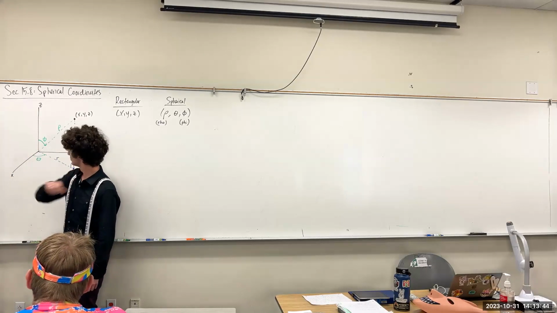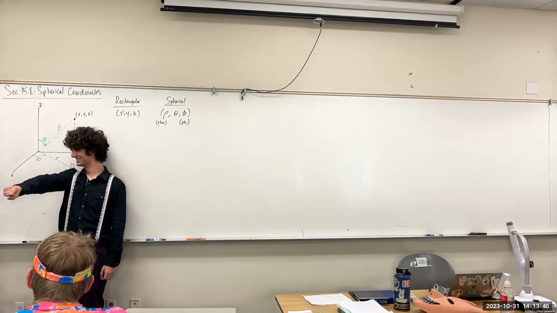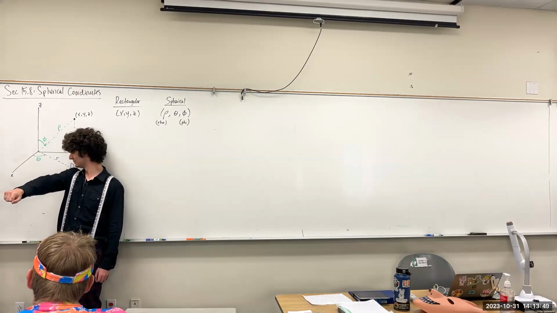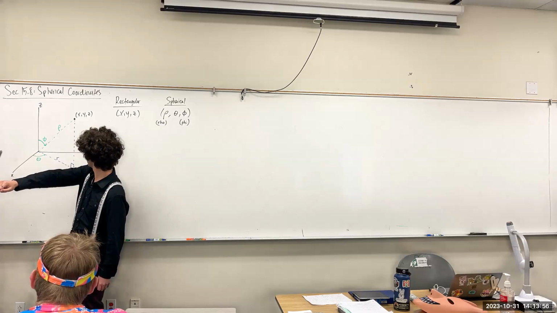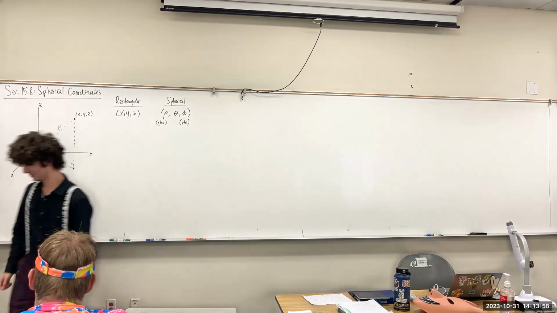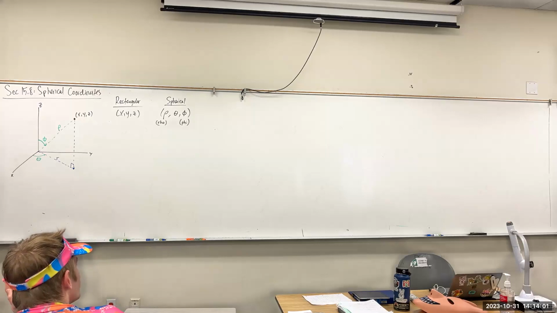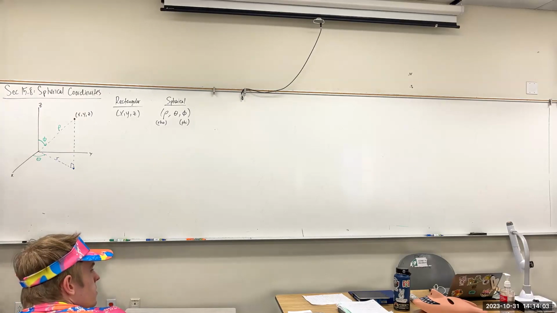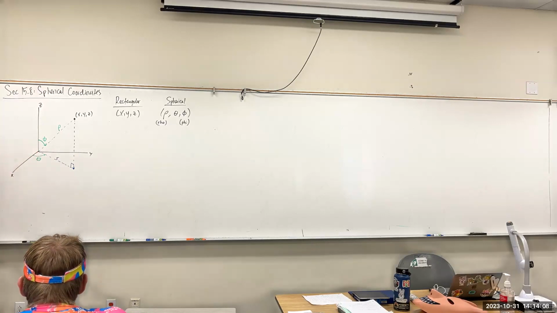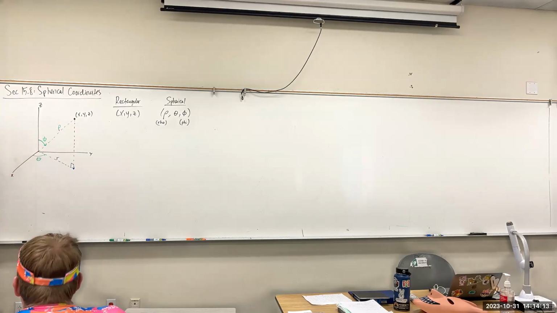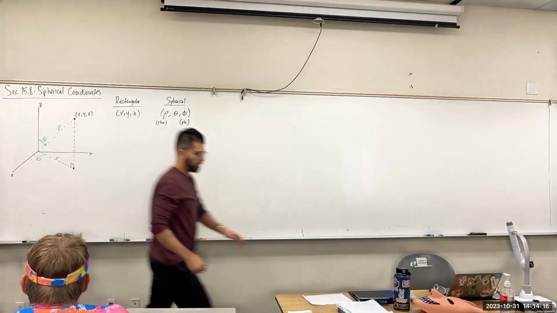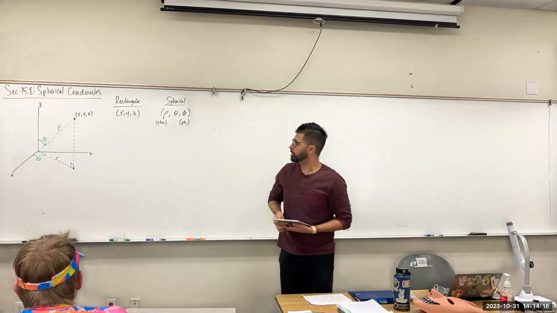And then rho, kind of like r, starts from the origin and stretches all the way till it reaches the point. That's the motion that's happening. So rho is the magnitude of the position vector. If I was to draw a vector from here to here, rho is its magnitude. But that's kind of the motion that's happening.